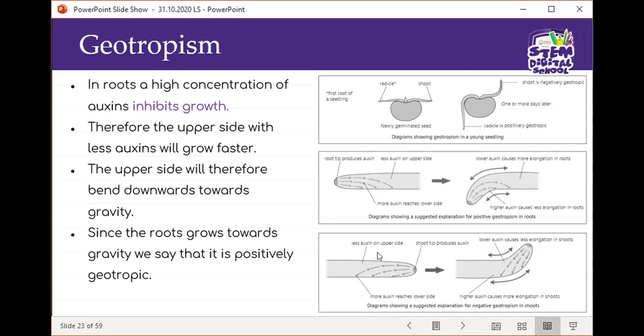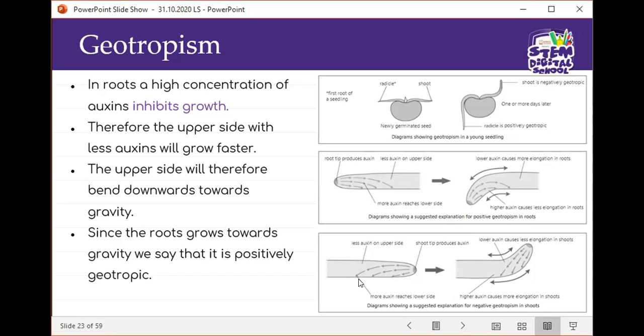Right, so then the next diagram is showing positive geotropism in roots. Here we have a root tip which produces auxins. So the auxin is present right there. Then less auxin is on the upper side, meaning that the auxins are moving towards this side, they are moving down. And then the lower side would cause more elongation in the root. So remember, these arrows are showing us the movement of the auxins. The auxins are moving down, meaning that this side would elongate, causing the root to bend. So we have higher auxin concentration, which causes less elongation in the roots on this side, but we have more elongation on the upper side.